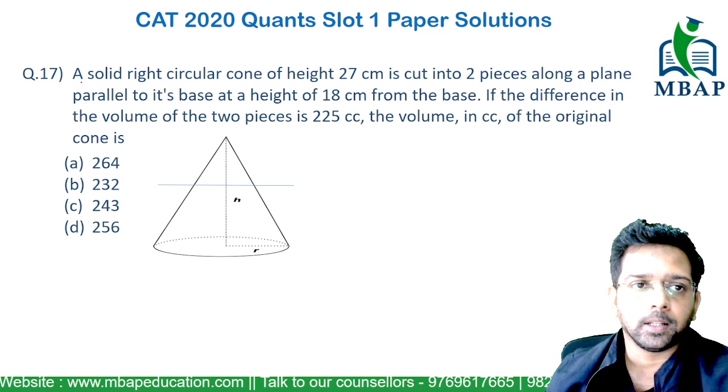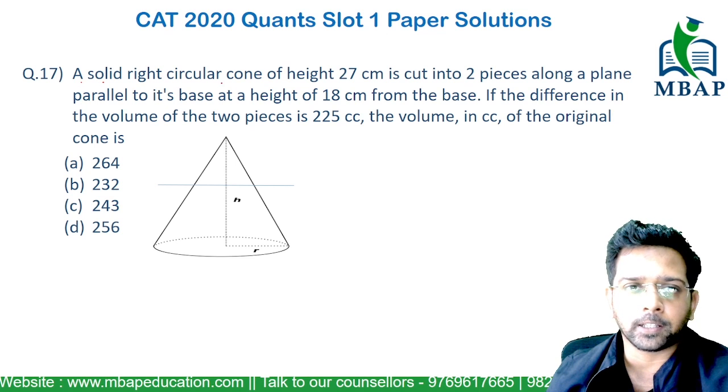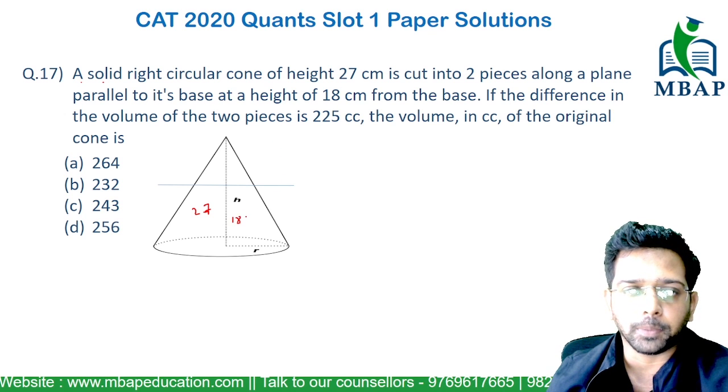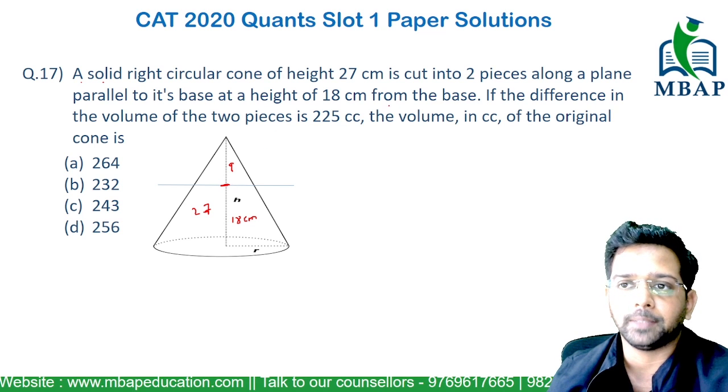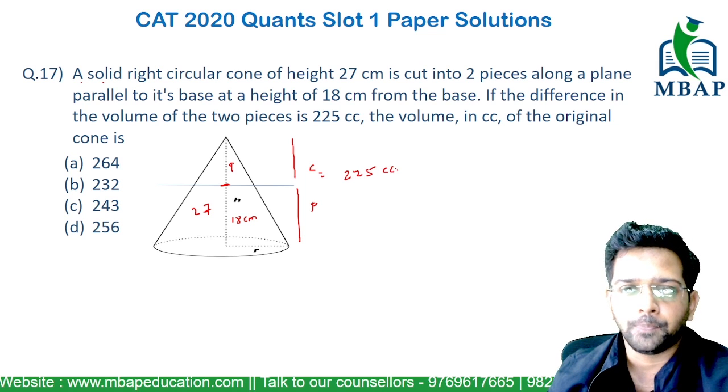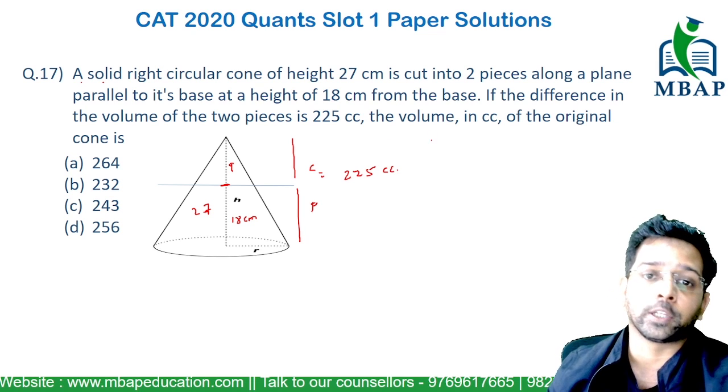Let's see. A solid right circular cone of height 27 centimeters is cut into two pieces along a plane parallel to the base at a height of 18 centimeters from the base. This is 18, so the height of the smaller cone above will be 9. If the difference in the volume of the two pieces, this is the frustum and this is the cone, is given as 225 cc, then find the volume of the original cone.